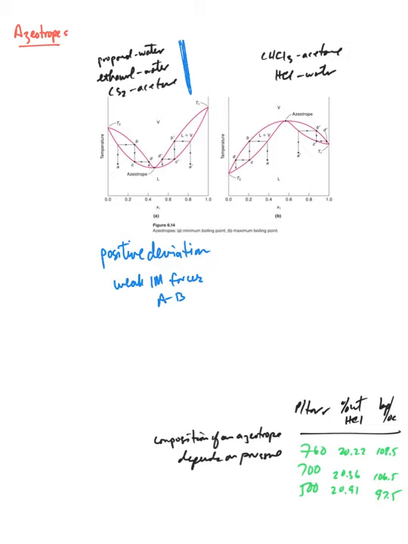Now they're all going to have their own unique shapes, but what's going to be common to them is the presence of an azeotrope. Essentially in this case, it's going to be a mixture of the two materials that has the same composition in the liquid phase and the vapor phase. So it's sort of a minimum boiling point for the mixture.